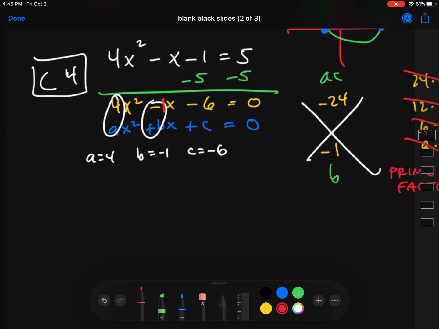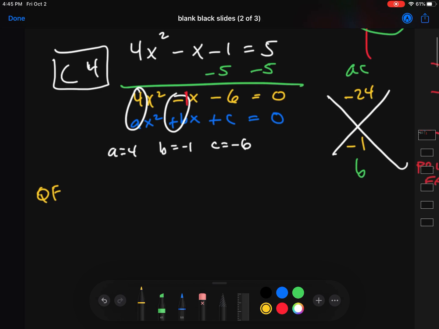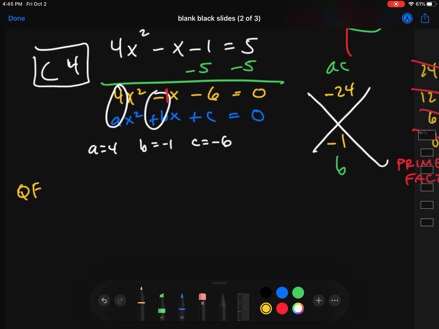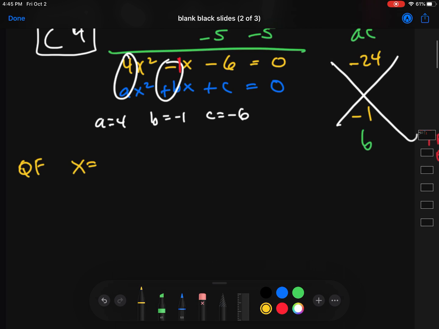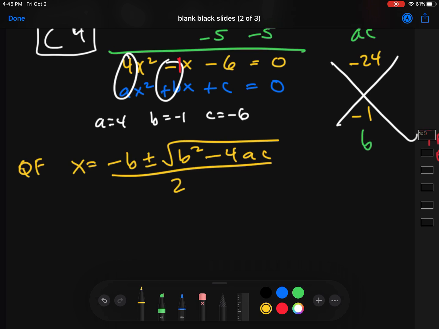Okay. So what does that mean? We're going to have to use the quadratic formula. Quadratic formula always works. What is the quadratic formula's purpose? Is to solve for x. Remember those blue dots up here. Let me sing a song. X equals negative b plus or minus the square root of b squared minus 4ac all over 2a. Did you like that? Good.